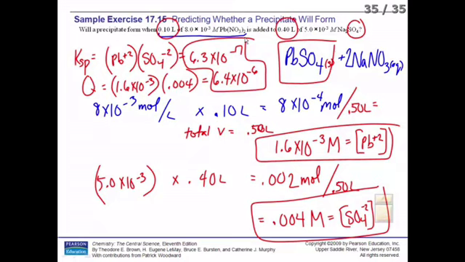Your Q is larger than K, and what that means is that it is too much than what we expected. So for us, that is too large of a value for this Ksp. And since we have more ions than is possible to dissolve, we have too many ions than can dissolve, then we will have a precipitate forming. Okay? So yes, a precipitate will be forming for this particular sample problem.